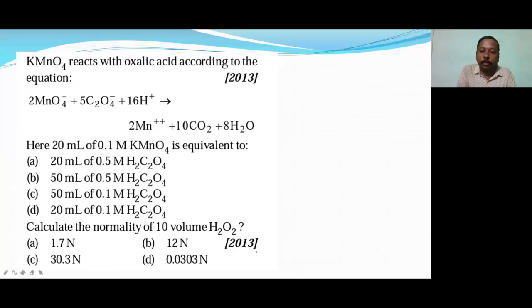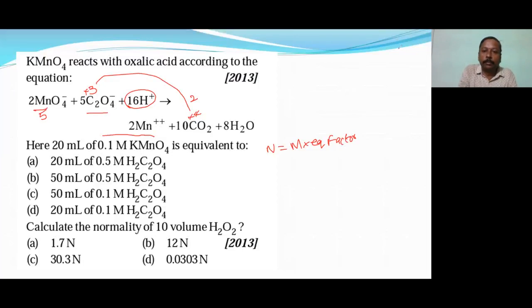So the equivalents of KMnO4 and the equivalents of H2C2O4 must match. First of all, you should know the equivalent factor of KMnO4. H+ is already given, which means you have to take an acidic medium. In oxalic acid, the oxidation number changes from +3 to +4, and there are 2 carbons, so the equivalent factor will be 2 for this, and for KMnO4 it will be 5. Let's hope all of you will solve it and then cross-check the answer with me.